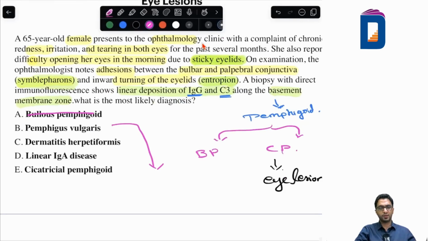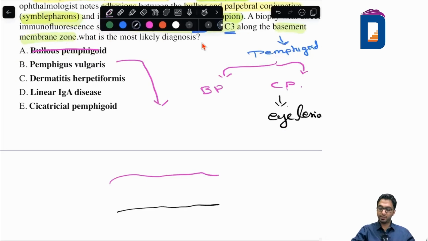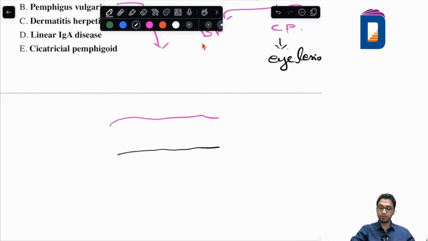And another thing is, where is the antibody seen? Isn't it the basement membrane zone? Someone? Suprabasilar split. So that is above the basement membrane. You have the epithelium. Okay. You have the basement membrane. Below that, you have the connective tissue.